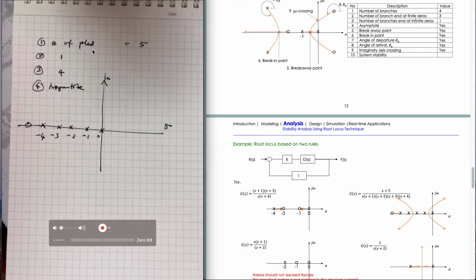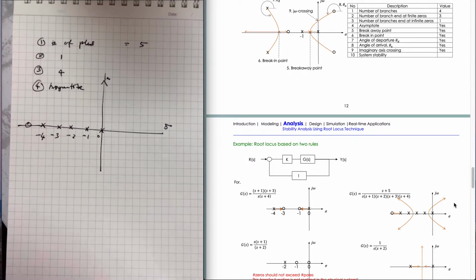So we know the number of poles is 5, which means there are 5 branches. The number of branches ending at a finite zero is 1, because there is 1 there. So one of them will end up here, we don't know which yet. And the number of branches ending at infinity is 4, we don't know.